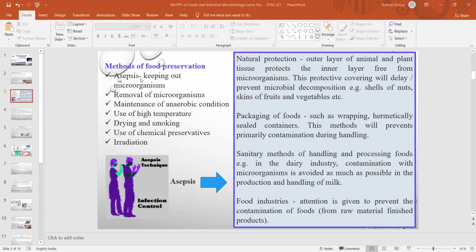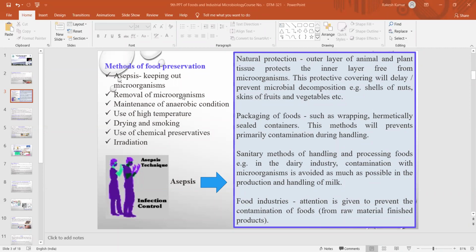What are the different methods of food preservation? Asepsis is one of the well-known methods. Then removal of microorganisms. In the last class, we discussed different methods in detail. But just before discussing our main topic, it is important to give you some background about the food preservation system. So: maintenance of anaerobic condition, use of high temperature, drying and smoking, use of chemical preservatives, and irradiation. These are the methods generally used for food preservation.